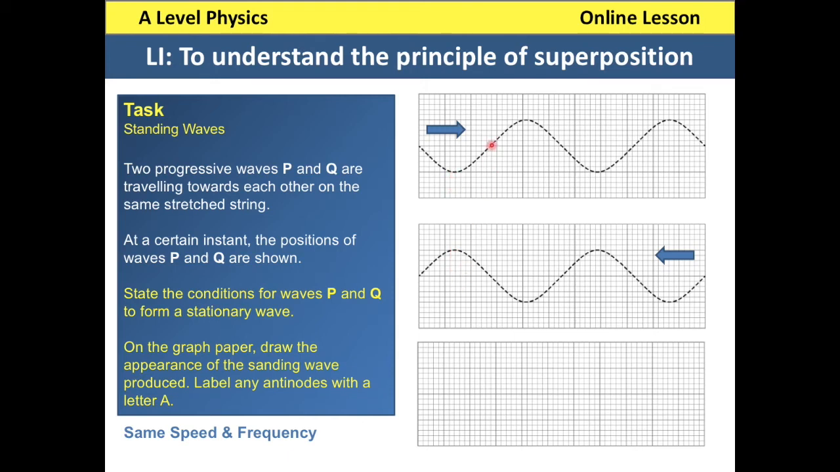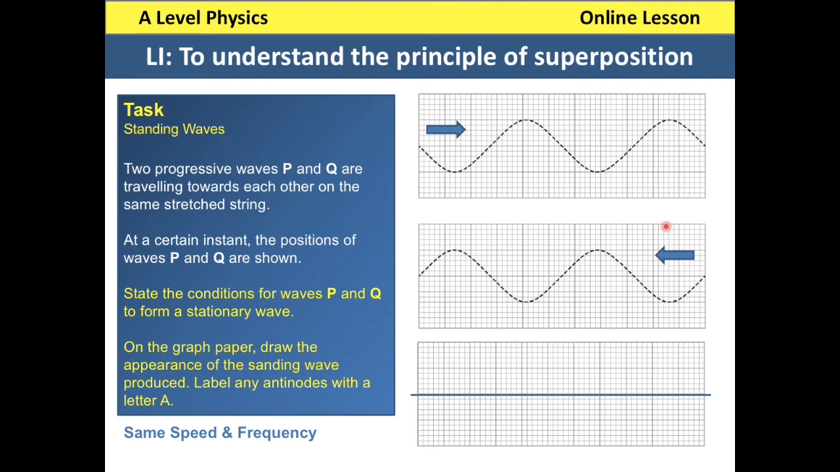Then again, if we just pick another point here, we can see when this is a 0 displacement here, we have 0 displacement here. We have a displacement there of +1. Here we have a displacement of -1. So we can see that we've got perfect cancellation taking place at the instant shown. So what we would draw for the resultant wave here, the standing wave, would just be a flat line because you've got perfect destructive interference taking place. We were then asked to label any antinodes with a letter A.